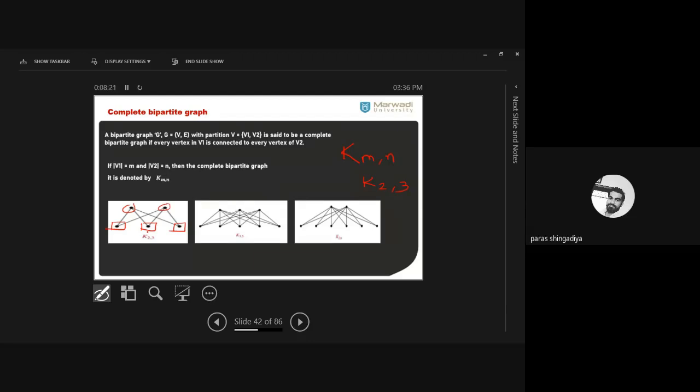Clear? Here is the shape of K2,6. Take 2 vertices here and 6 vertices opposite. So fix one vertex and connect it to the opposite 6 vertices. And fix the second vertex and connect it to the opposite 6 vertices. Clear? And you can also verify in terms of degree whether any edge is missing or not.